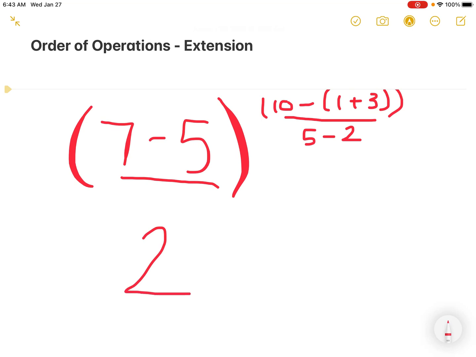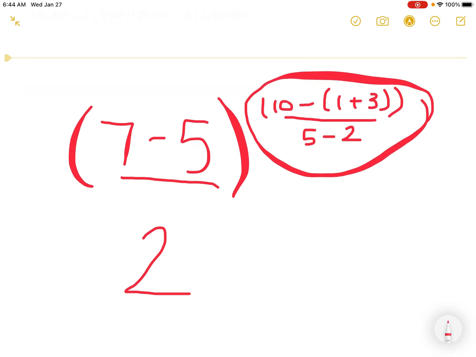Now I'm going to go up to that exponent, and I am going to evaluate the parentheses first. And just a friendly reminder, whenever you have a fraction bar, that means to divide. So we should end up with one whole number for this whole fraction setup up here. So let's go ahead and start up top where the parentheses are.